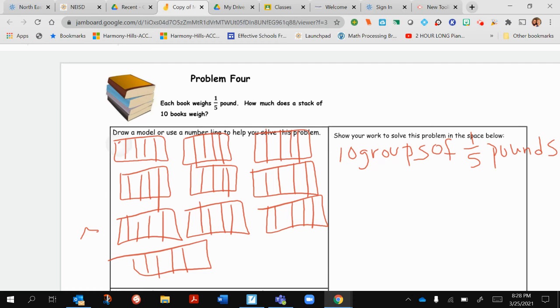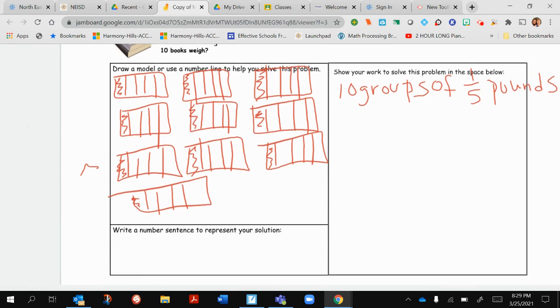So I'm going to go ahead and shade here. 1/5, 1 out of 5, 1 out of 5 pounds. Each book weighs 1/5 pound. So this is going to be 1 out of 5, 1 out of 5, 1 out of 5, 1 out of 5, or 1/5 and 1/5. This is the books. So how much does a stack of 10 books weigh?